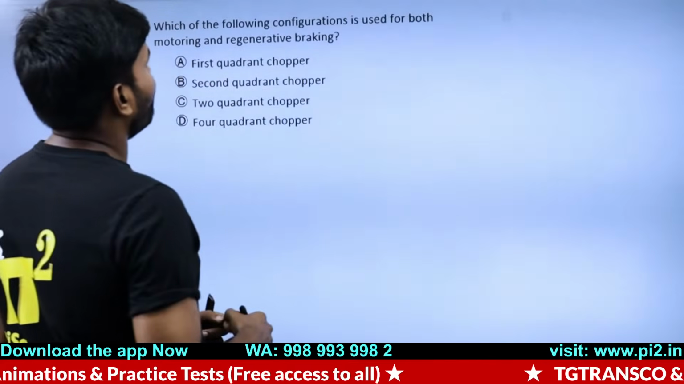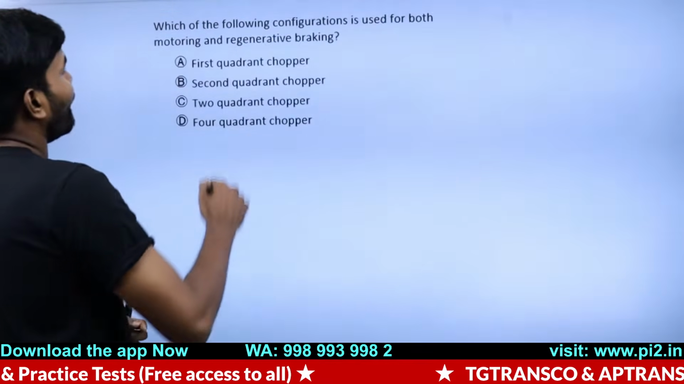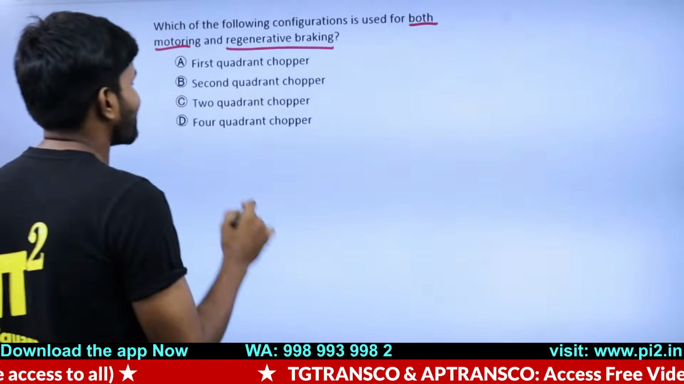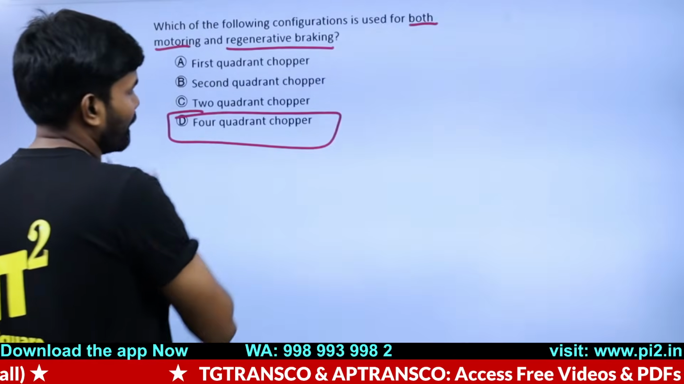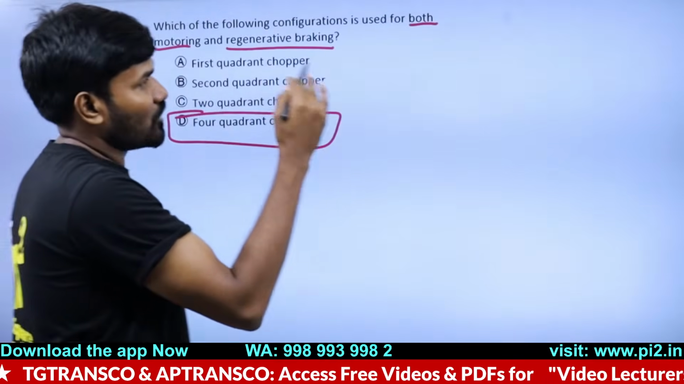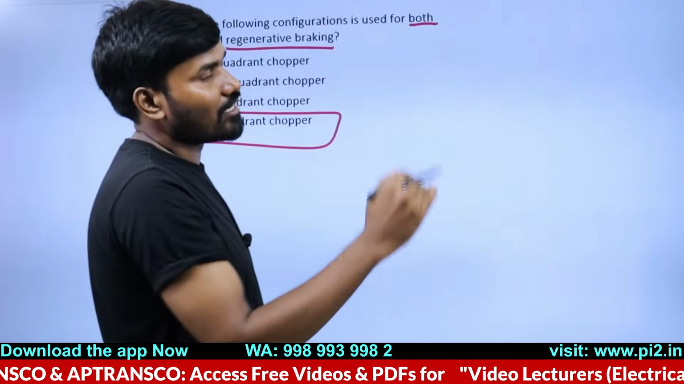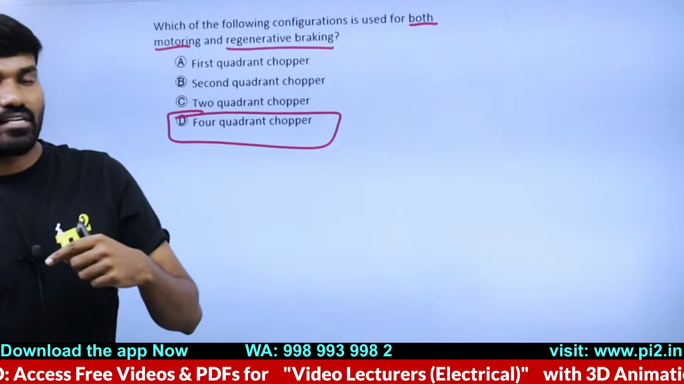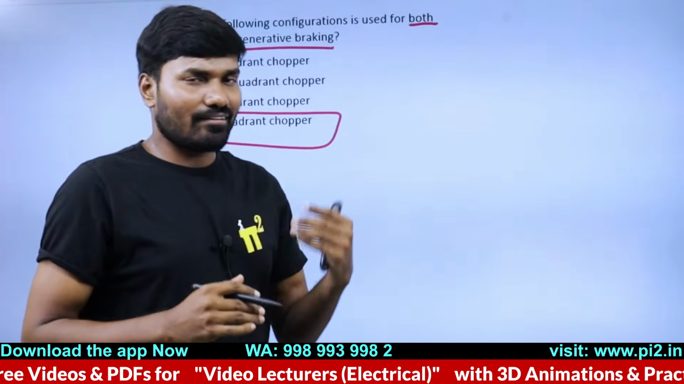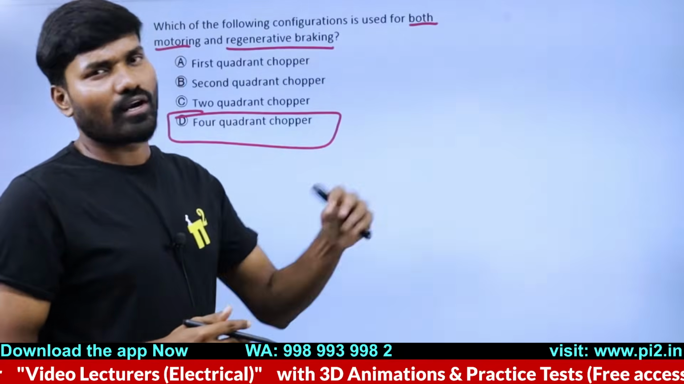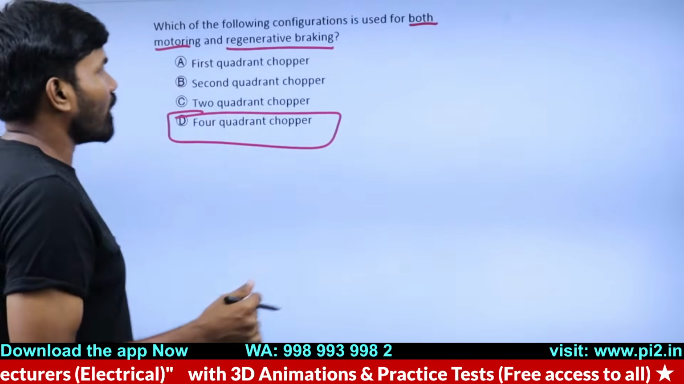Which of the following configurations uses both motoring and regenerative mode? You don't necessarily need 4-quadrant. Guys, stay here. It is said motoring and regeneration. It is not said forward motoring, reverse motoring, forward regeneration, reverse regeneration. Nothing like that. It is said motoring and regeneration. So basically, 2 quadrants are enough, if you just know the quadrant operation.